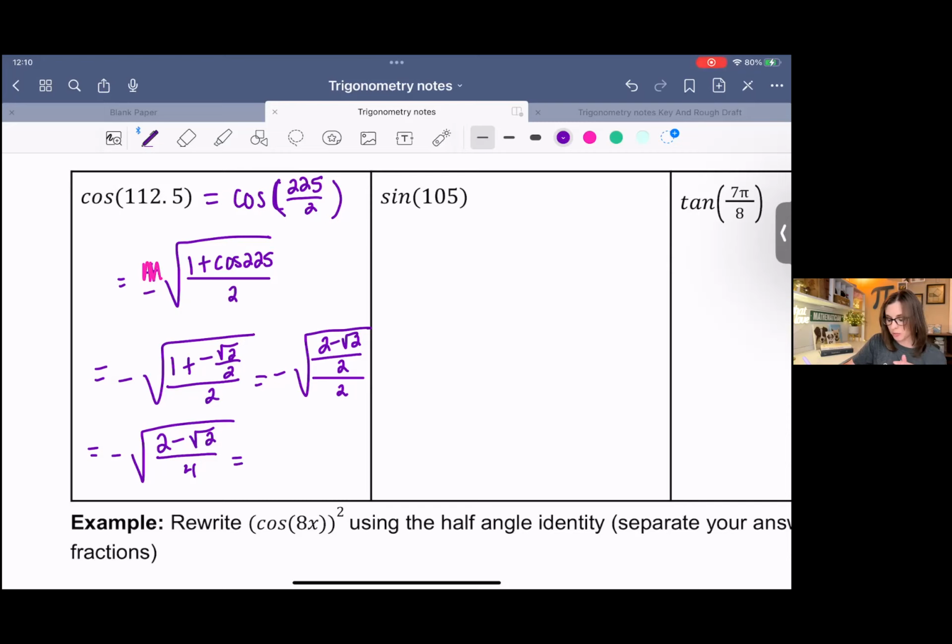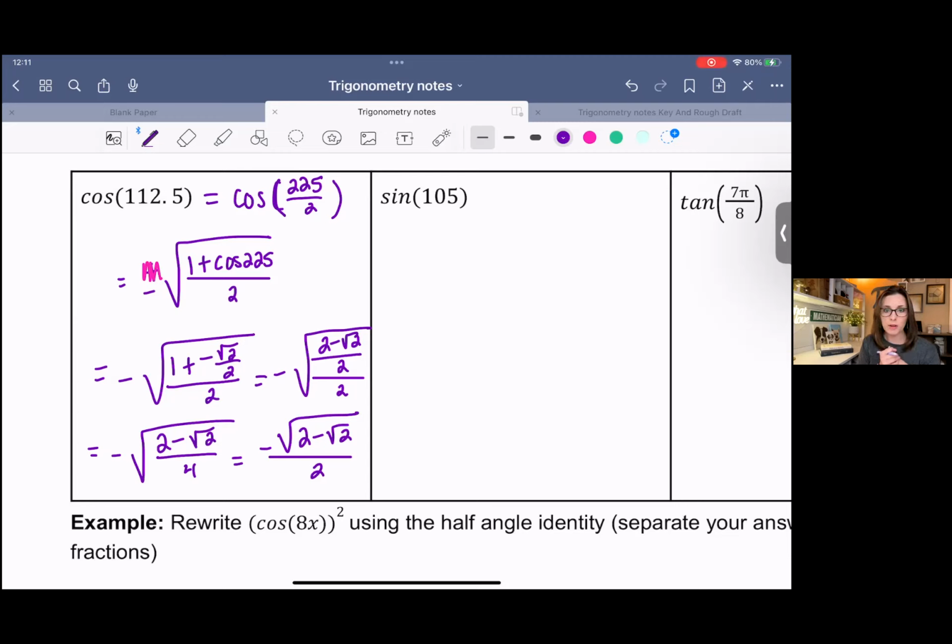Then I can simplify the denominator. The square root of 4 is just 2. So in the numerator, I kind of have this yucky thing. In the denominator, I just have a 2. Some people write that with the negative root 2 first underneath the square root. You can switch that around if you want to, but it's technically the same thing.